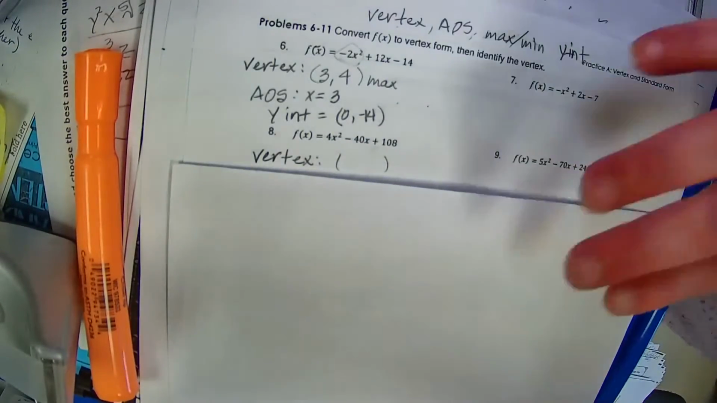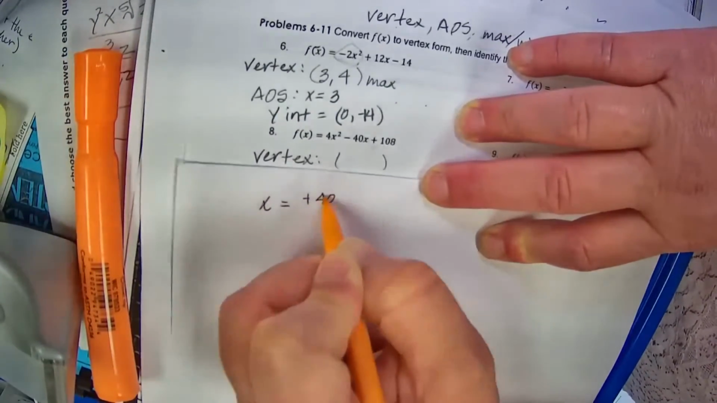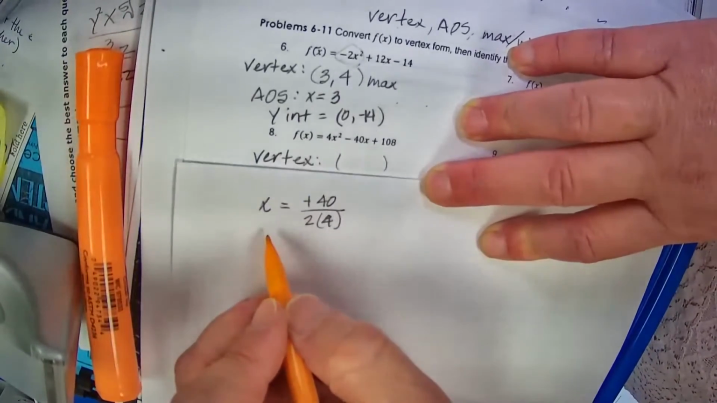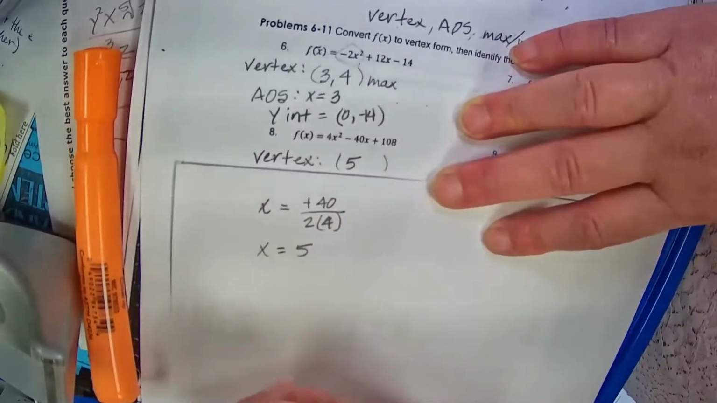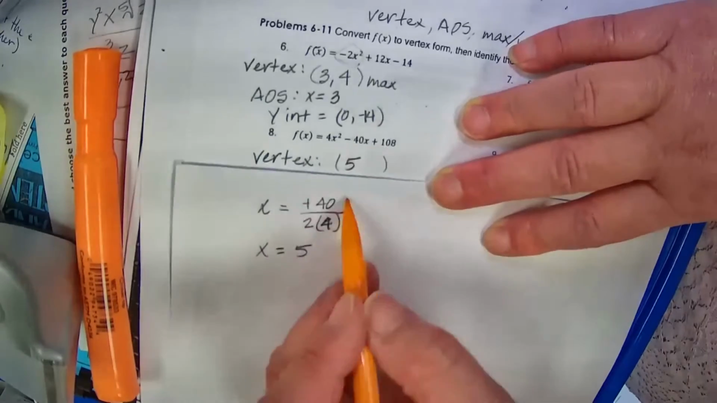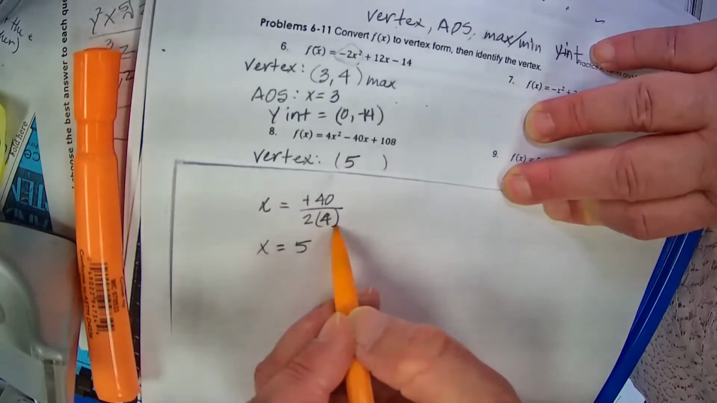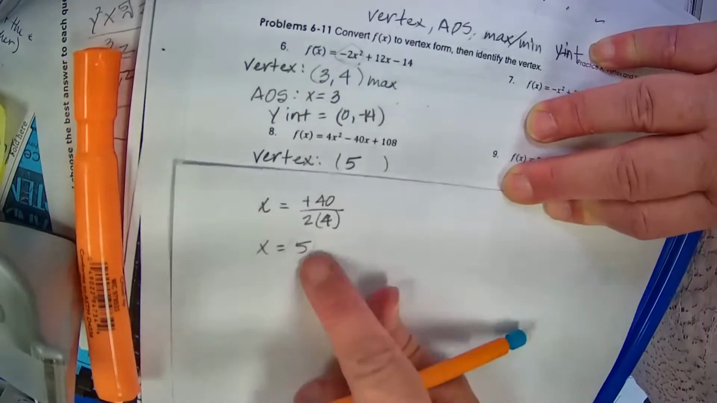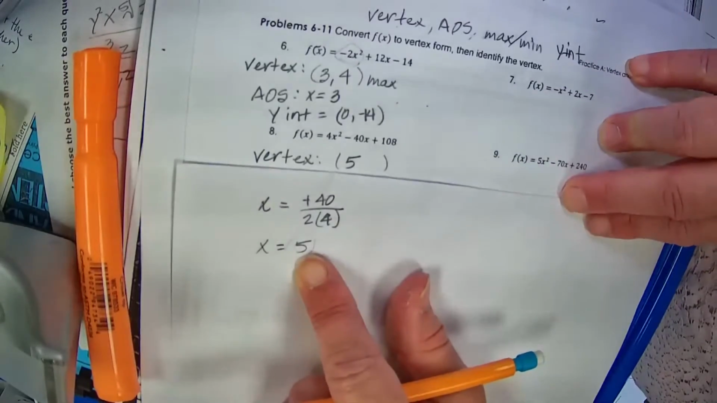Okay, so the vertex, x is the opposite of b, so that's positive 40 over 2 times 4, which is 8. So x is 5, you're right. It'll be 40 over 8, and then that simplifies. You really want just the 5. You want to simplify it as much as possible. Okay, so you did it right.